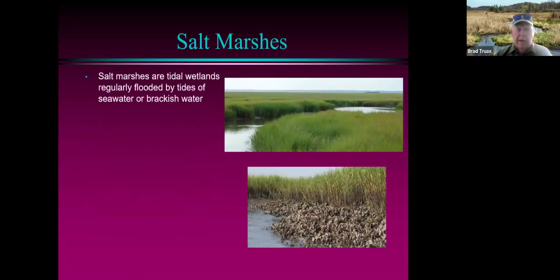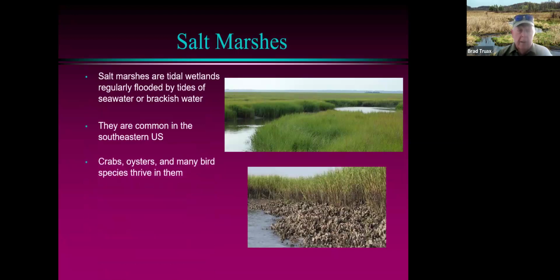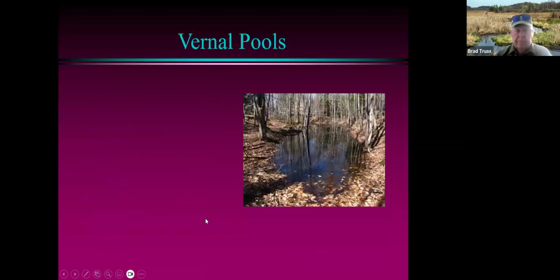Salt marshes are tidal wetlands. They're regularly flooded by tides of seawater or brackish water, and they're very common in the southeastern U.S. And once again, you'll see crabs, oysters, and many bird species thriving in these saltwater marshes. This bottom picture down here shows an oyster bed that's in a saltwater marsh. As the tide comes in, this entire oyster bed will be covered by water. And then as the tide flows out, the oyster bed is uncovered.